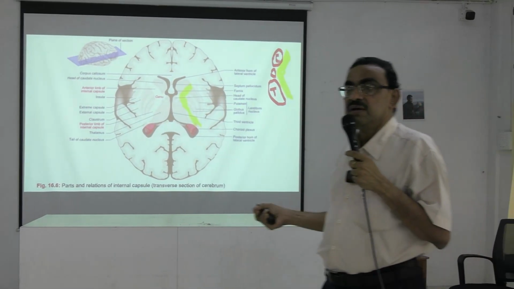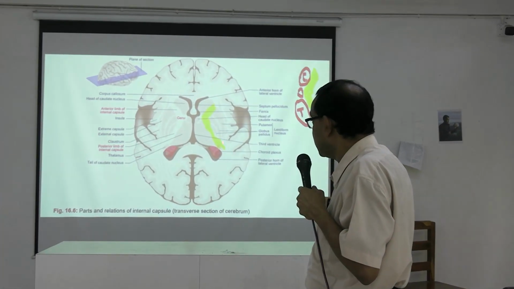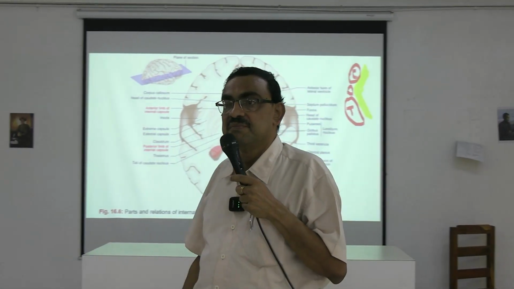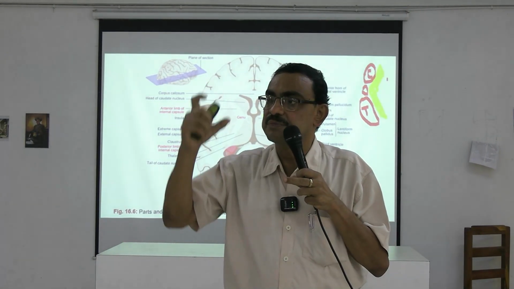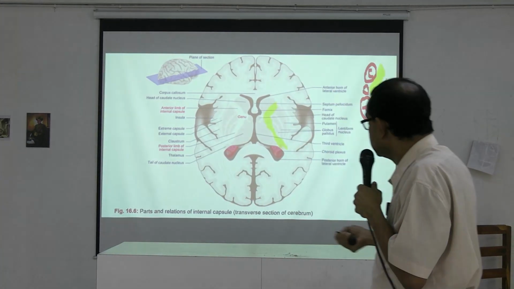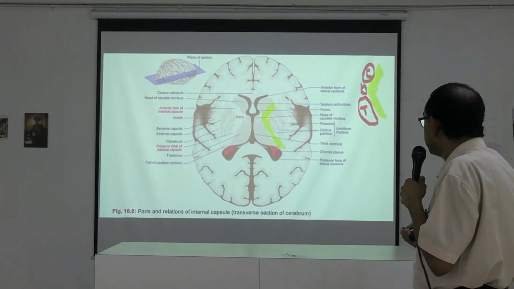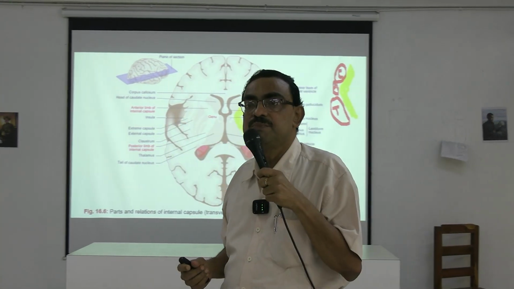Now this appears to be a very small area, but within this area there are so many nerve fibers. So a simple affection of a small area will create a widespread effect.